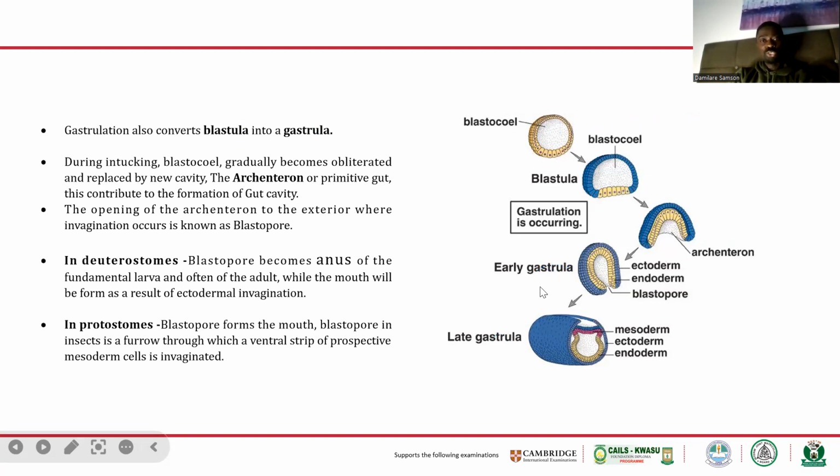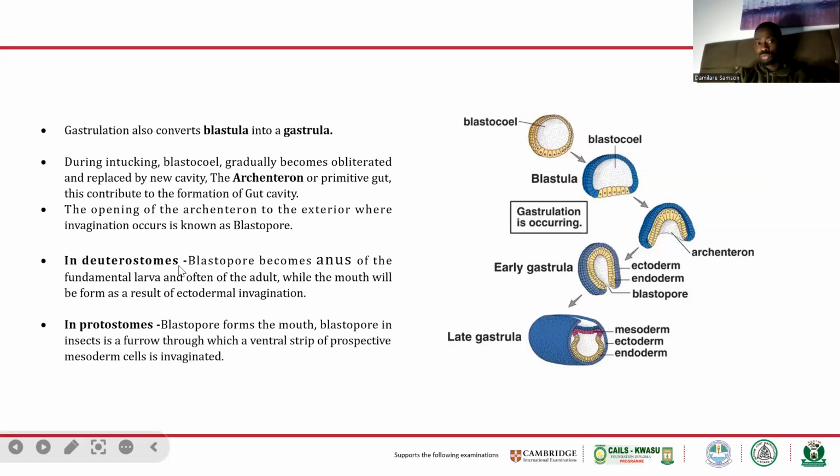Gastrula. And how do you know that gastrula has been formed? That is when you now have your ectoderm, mesoderm, and your what? Endoderm. During invagination, I think I've explained all this. Immediately there's invagination, there's a new cavity, which is the archenteron, also called the primitive gut. This contributes to the formation of the gut cavity. Now, the opening of the archenteron to the exterior where invagination occurs is the blastopore, which is like the opening.